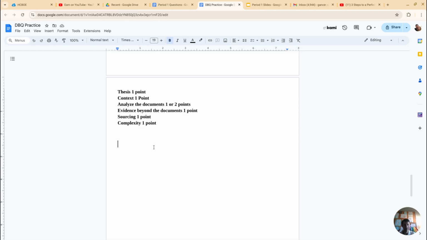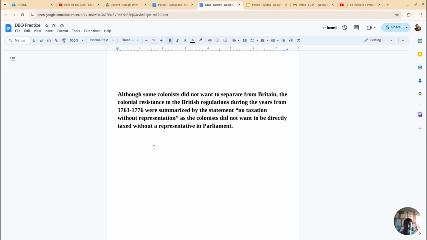Okay, so down here we have a sample thesis statement, and I'm going to show you kind of how we write thesis statements. You can do this, you don't have to. Let's say this prompt is, to what extent was no taxation without representation a cause of the American Revolution, which I believe that's what that prompt is saying. Kind of paraphrase it a little bit.